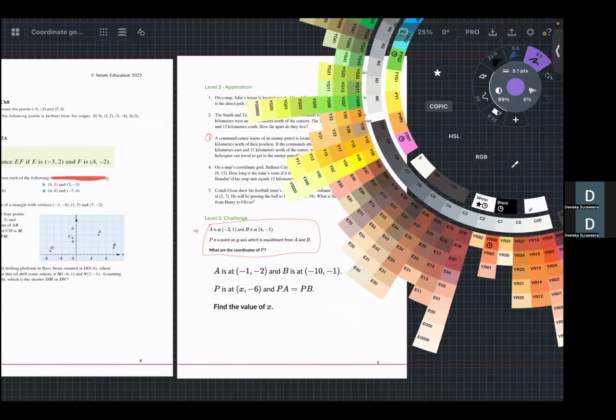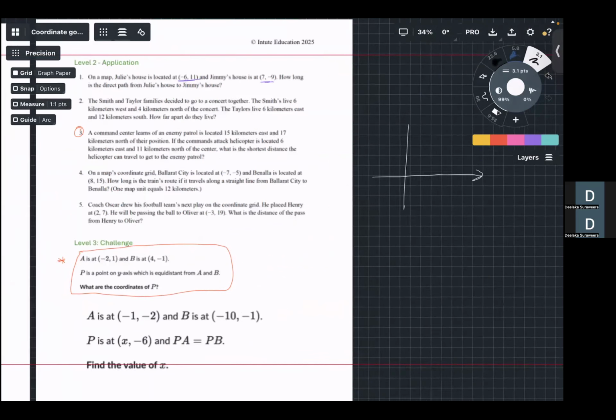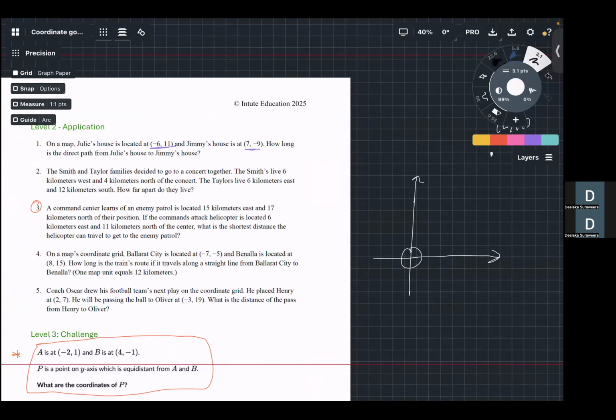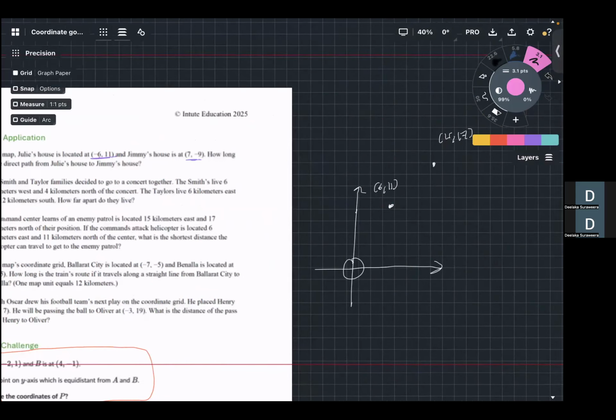So you've got an enemy patrol located 15 kilometers east and 17 kilometers north of their position. Let's say that the current position is the origin, the command center. The enemy patrols 15 right, 17 up, so like a point with coordinates (15, 17). And then you've got the helicopter located 6 kilometers east and 11 kilometers north. That's like 6 right, 11 up, so that's the coordinate (6, 11). And then you want to find the distance between these two.